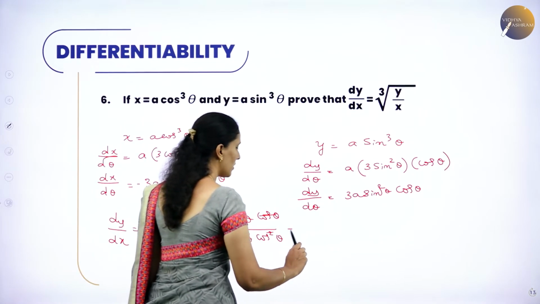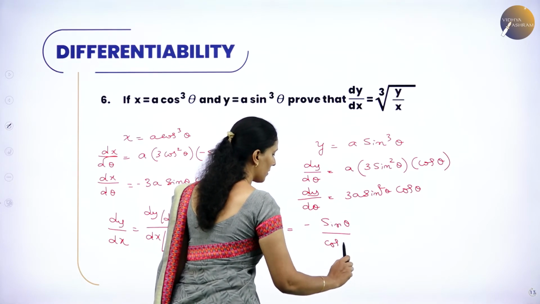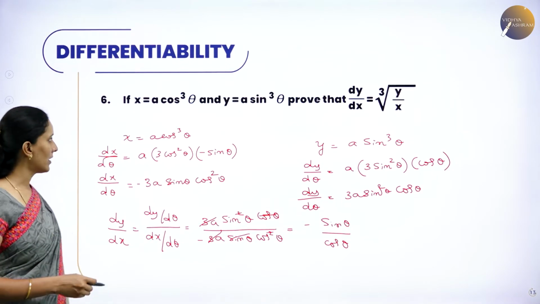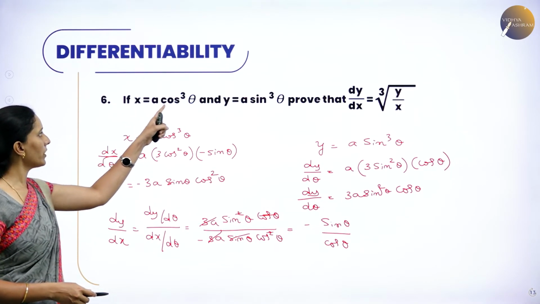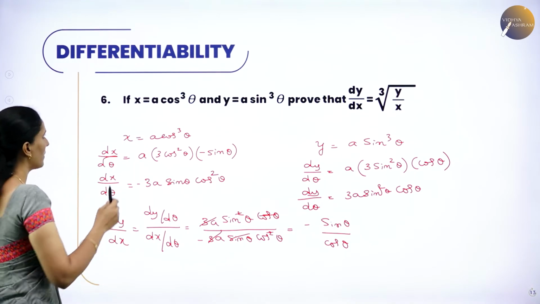So we are left with minus sin theta divided by cos theta. Now I need dy by dx in the form of y by x. Look here, we have x is equal to a cos cube theta. So what is cos theta here? Let's see what happens now.